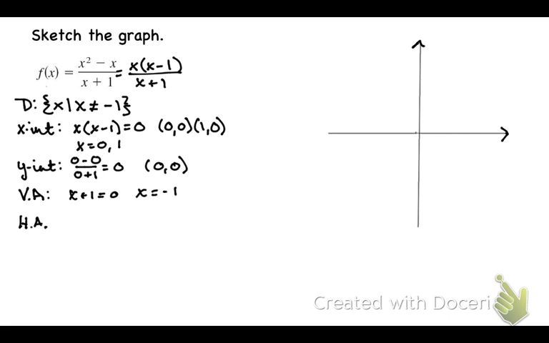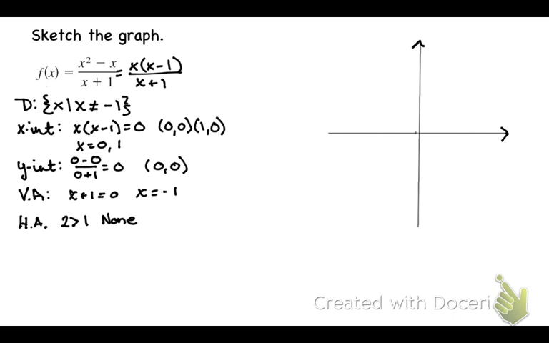Isaiah, how do I find a horizontal asymptote? You do the degrees. Degrees of what? Of the numerator compared to the denominator. Numerator always comes first, right? What's the degree of the numerator? 2. What is the degree of the denominator? 1. So 2 is greater than 1, so that means there is none.